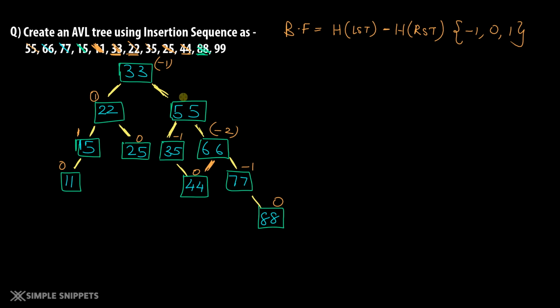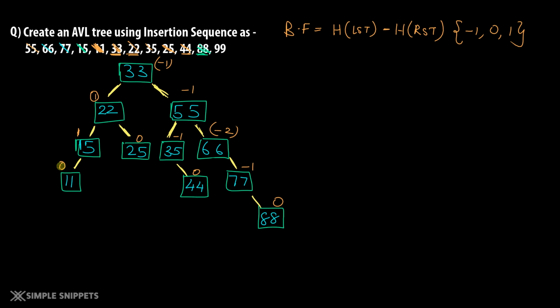And for 55, what is going to be the height? For 55, the left subtree is these two nodes. Correct? Let me erase this. There is nothing towards the left of 66. So for 55, towards the left of 55, we have 35 and 44. So height is 1. Minus, towards the right, we have 66, 77, 88. The longest path is these two edges. So 1 minus 2, we are getting minus 1. So there is no problem with 55.